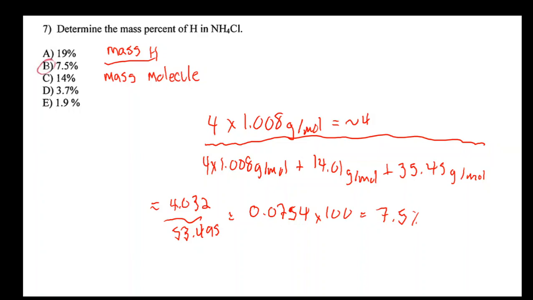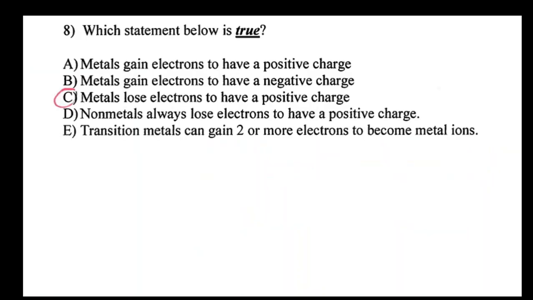So nothing too crazy with that one. So which statement below is true? So A, metals gain electrons to have a positive charge. So remember, this one is incorrect because in order to get a positive charge, you want to lose electrons because electrons have a negative charge. So that one is false.